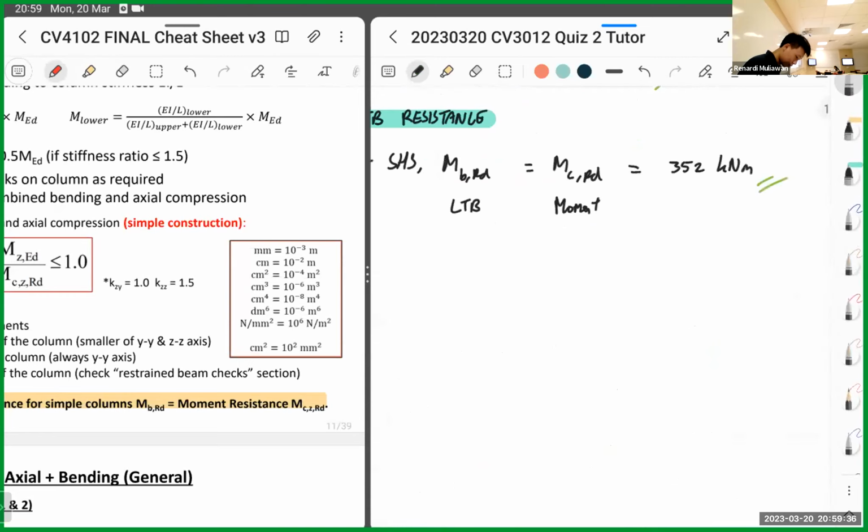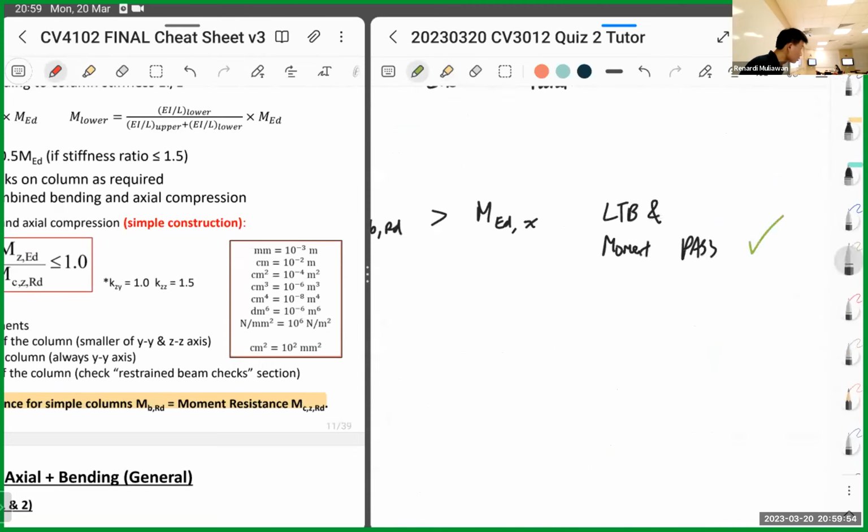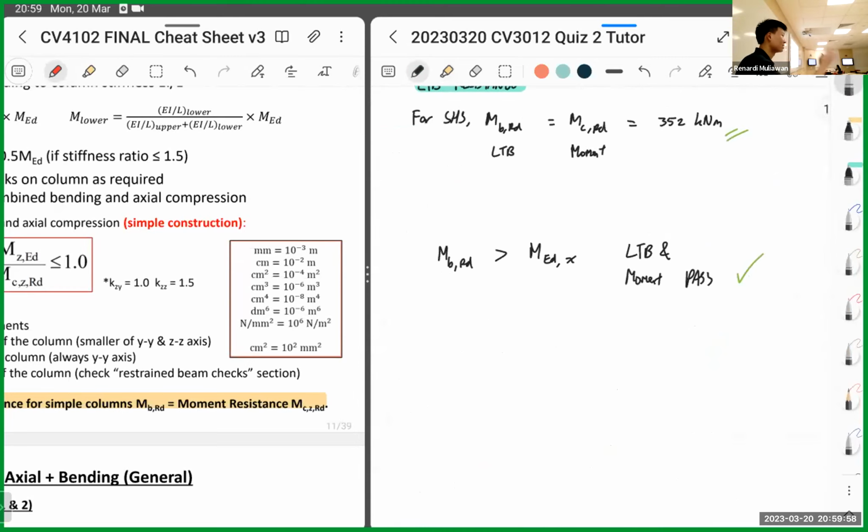Usually moment BRD is bigger than MED X. So this one is LTBN, moment pass. Okay, so this is the first step that you need to do. If this doesn't pass, it means it can't even support one story because it fails by moment. But once the moment is passed, then you can check how many stories you can handle.